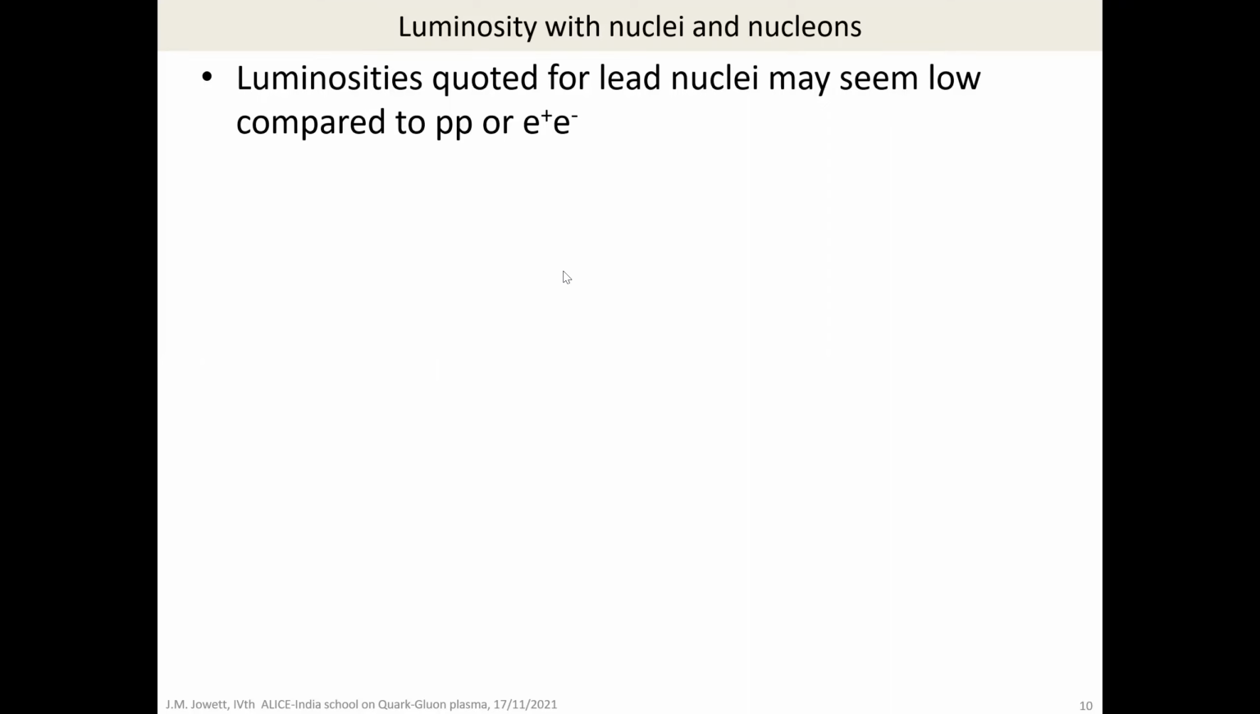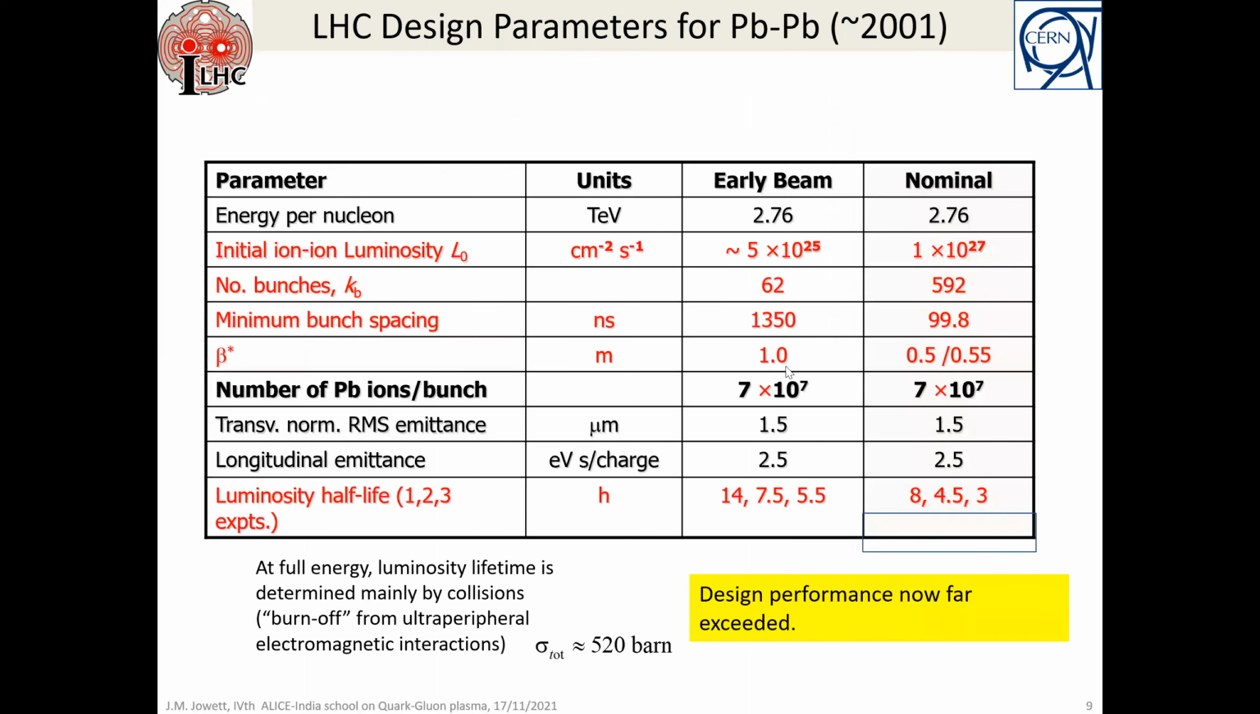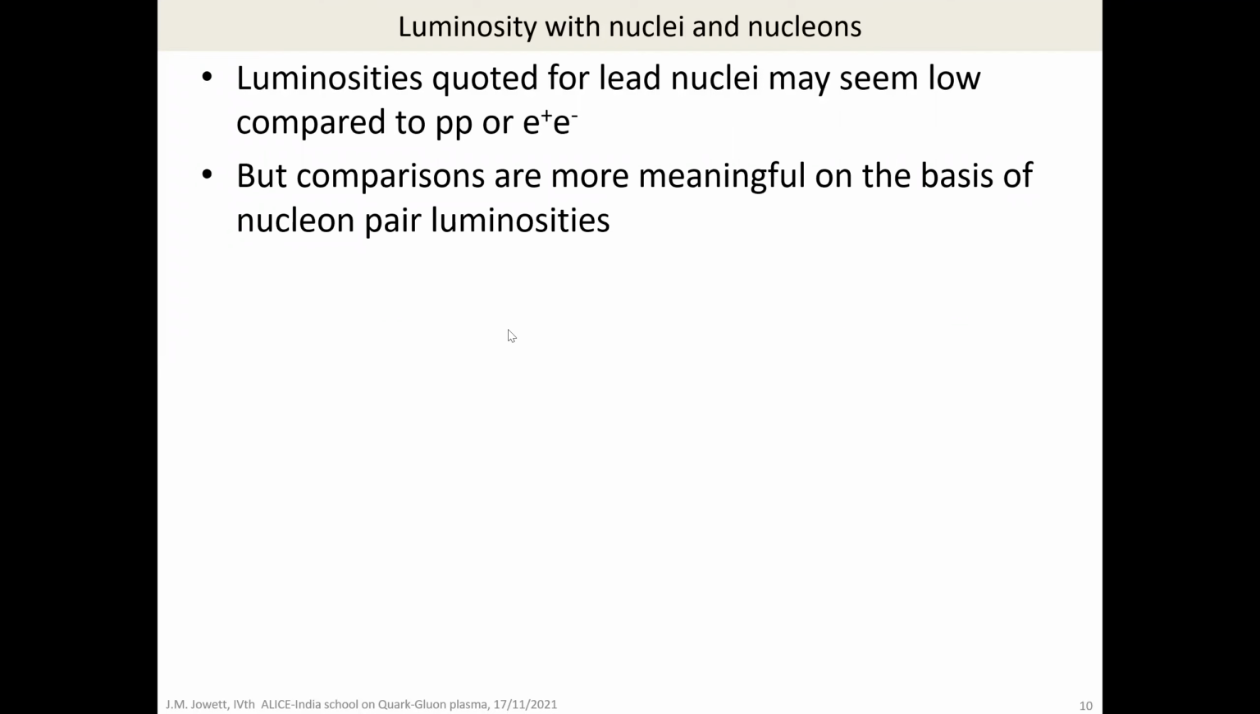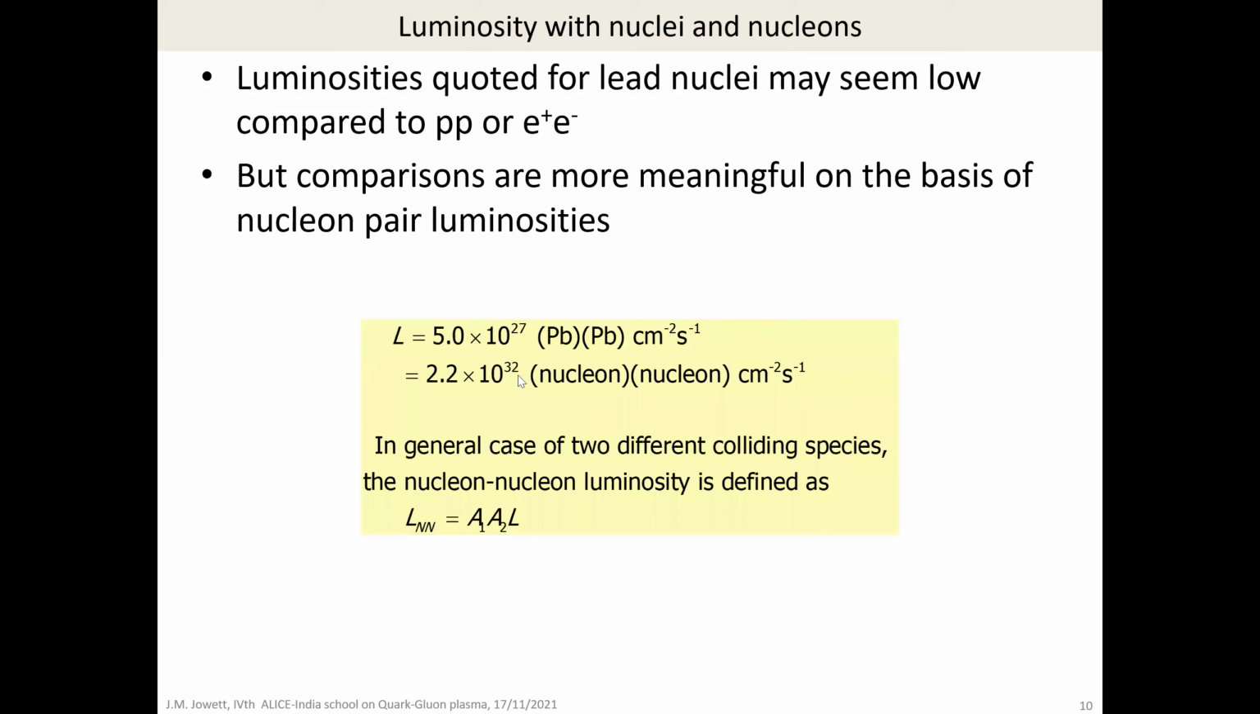The luminosities we quote seem small compared to pp or electron-positron. The pp nominal luminosity was 10^34 compared to this 10^27 for lead. But comparisons are actually more meaningful on the basis of nucleon-pair luminosities. And this is actually a luminosity achieved later in lead, 5 times the original design. If you multiply by A1 and A2 of the colliding beams, you get the luminosity in terms of nucleons.